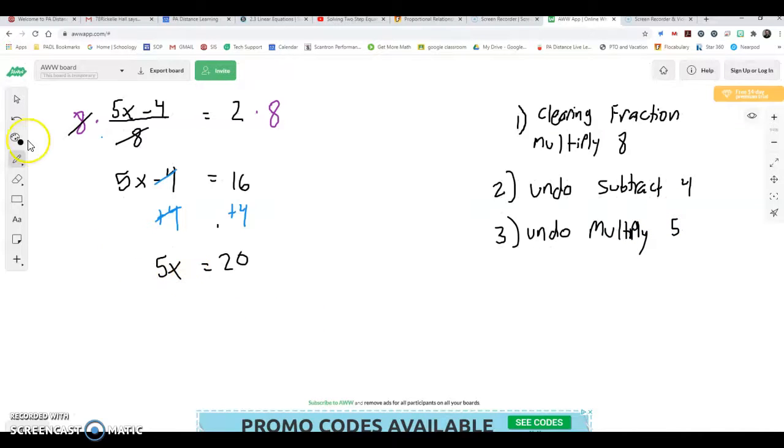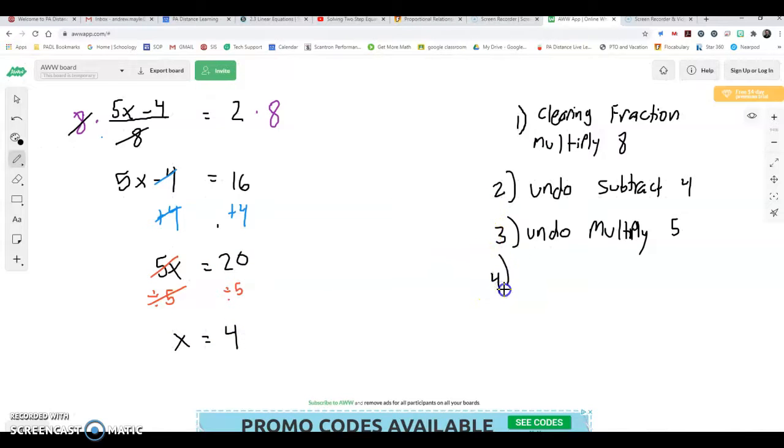In order to undo multiply 5, I want to do the opposite of multiply, which is divide. So I'm going to divide by 5 on the left. What I do to one side, I must do to the other, so divide by 5 on the right. Multiply 5, divide 5, cancel. So I have x by itself. 20 divided by 5 is 4.